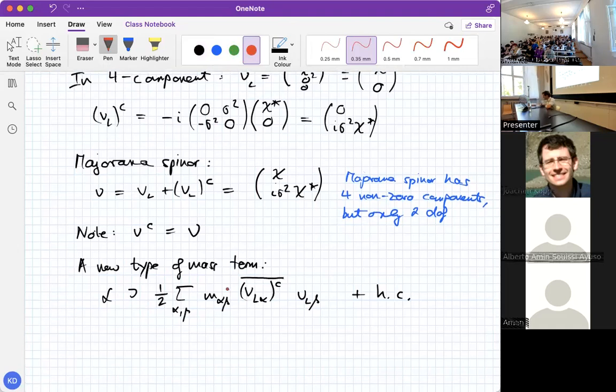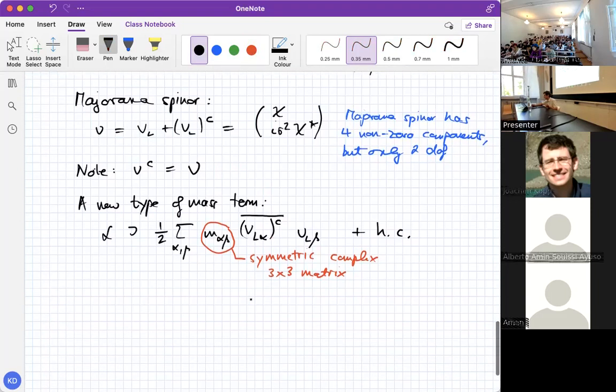There's again a mass matrix here. However, this is now no longer a general complex 3×3 matrix, but it is a symmetric complex 3×3 matrix. Not Hermitian, but really symmetric. One can easily see that if there was an antisymmetric part to M alpha beta, then this part would cancel between the term that I've written here and its Hermitian conjugate. So that's one way of seeing that this really has to be a symmetric complex 3×3 matrix.